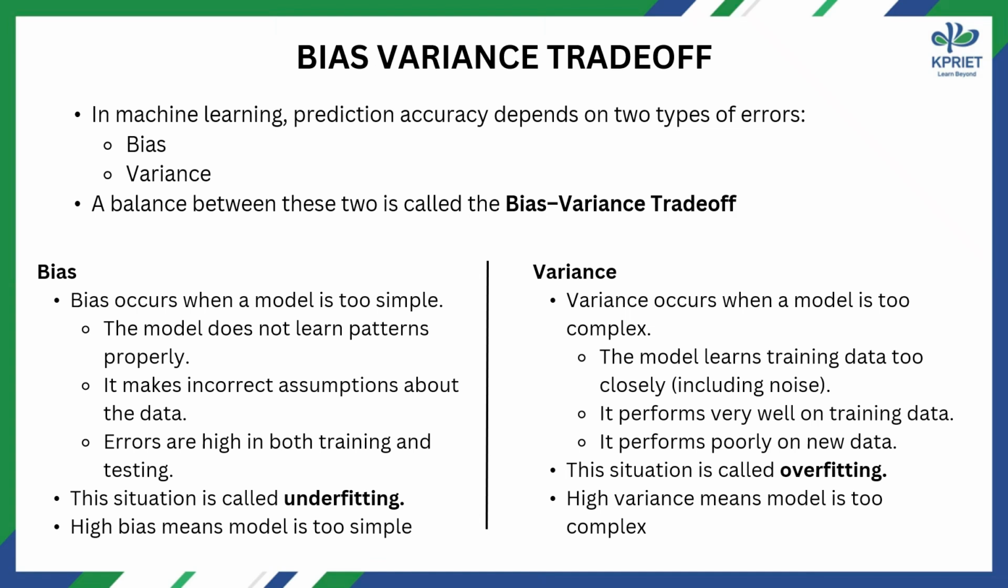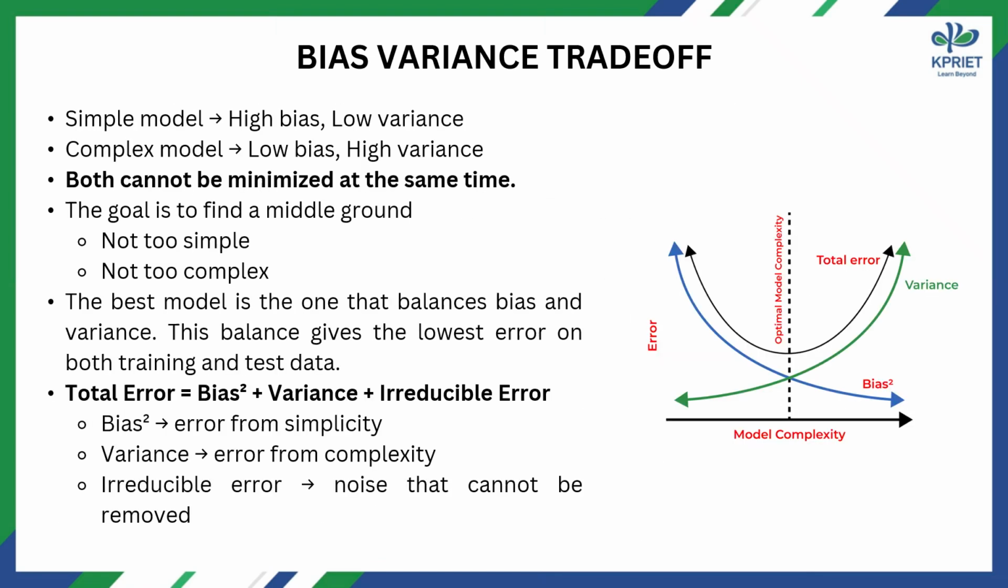Higher bias means the model is too simple, and variance occurs when the model is too complex and learns the training data too closely. It performs very well on training data but performs poorly on new data. This situation is called overfitting. High variance means the model is too complex.